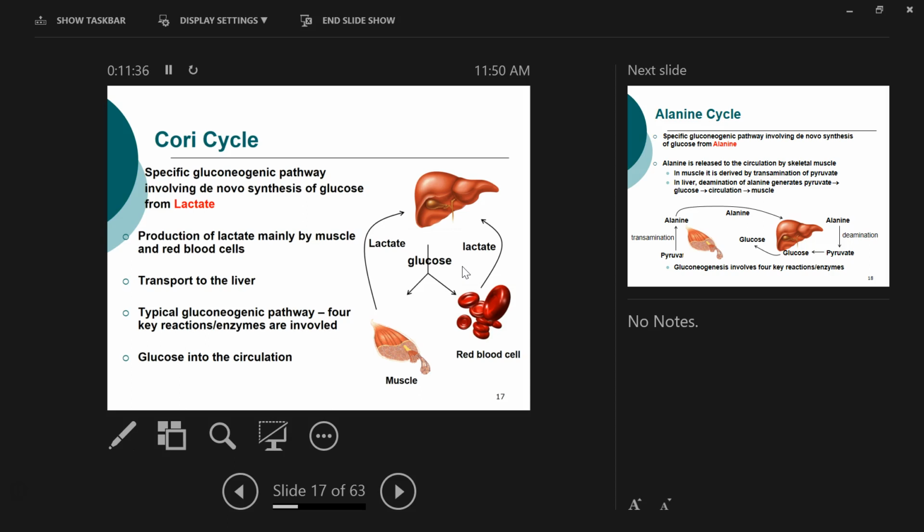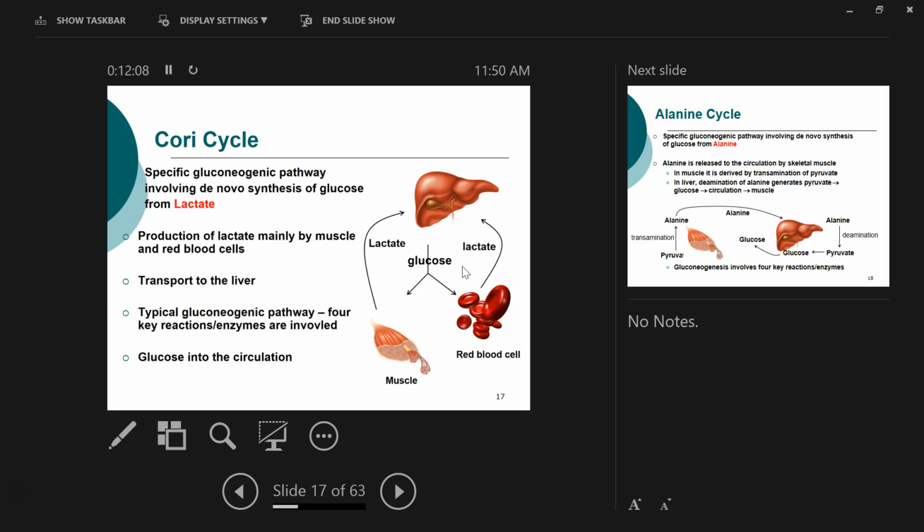We know that red blood cells usually don't have mitochondria, so they always go to partial oxidation of glucose and produce a lot of lactate, right? So they are a major source of lactate, and muscle can also produce a lot of lactate. So both tissues contribute lots of lactate for the liver to synthesize glucose.